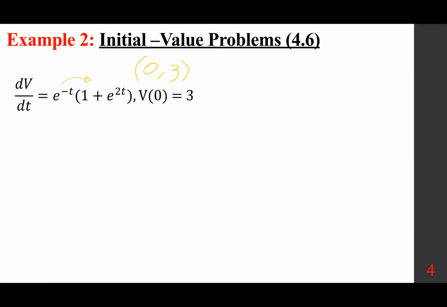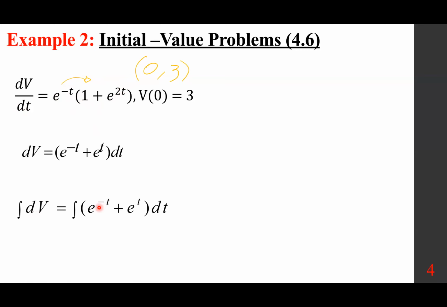When we multiply e to the power of minus t by 1, we get e to the power of minus t. When you multiply it by e to the power of 2t, the exponents add up to just t. And as I mentioned, you put the dt on the other side. So we are distributing. Take the integral of both sides now. The left side becomes v of t.